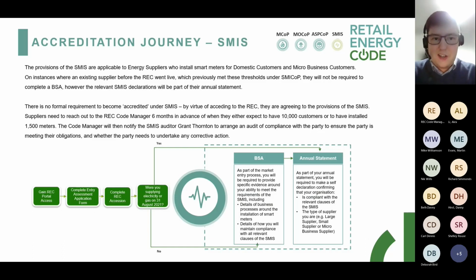If we move on, please, to the next slide, this is SMIS, the Smart Meter Installation Schedule. This is applicable to energy suppliers, gas and electric, who serve domestic customers and micro business customers. It's not technically a separate qualification, it's more a requirement as part of the supplier qualification. The supplier has a responsibility to inform the RECCo manager within 6 months of when they expect to hit one of the thresholds. The two thresholds are either having 10,000 customers or having installed 1,500 meters.